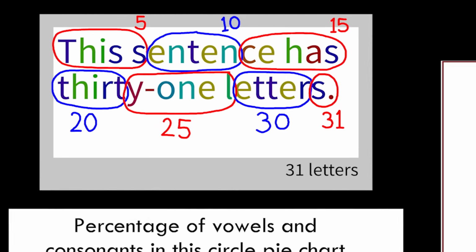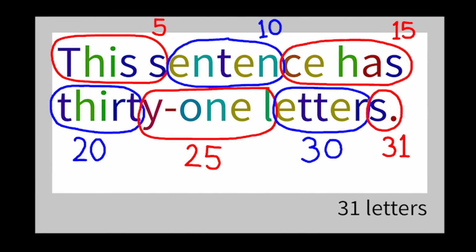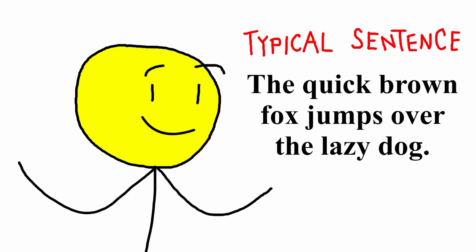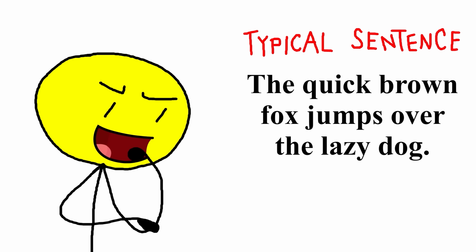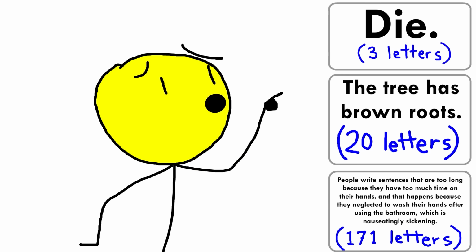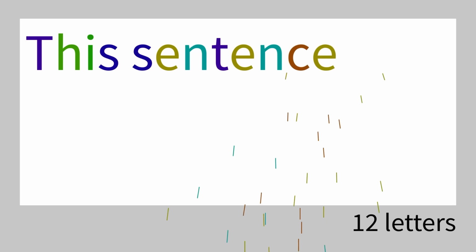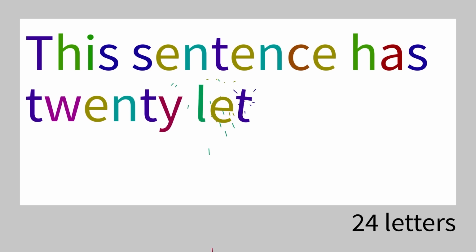So let's start with the sentence, the one that says how many letters it has. To do this, let's start by making an initial guess of how long a typical sentence is. I'm feeling 20, not too long, not too short. And if it's wrong, well, let's just see where it takes us. So let's type in the sentence, this sentence has 20 letters.